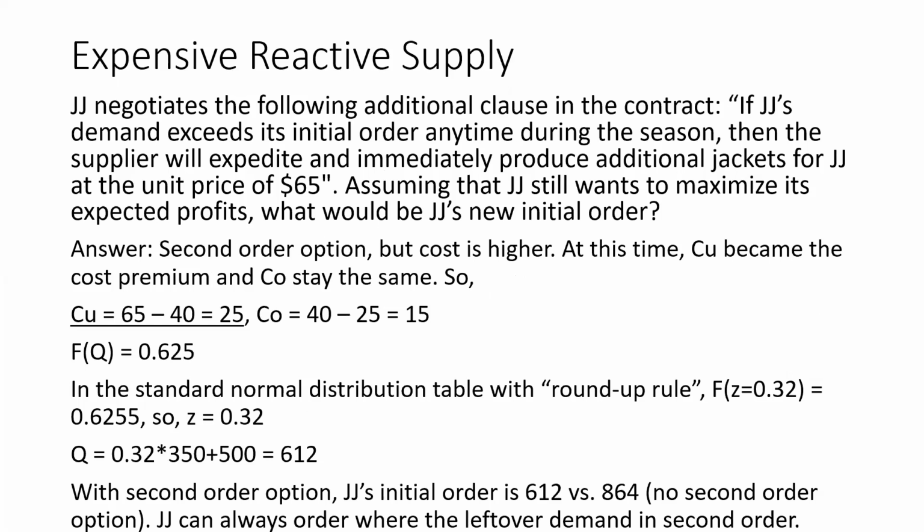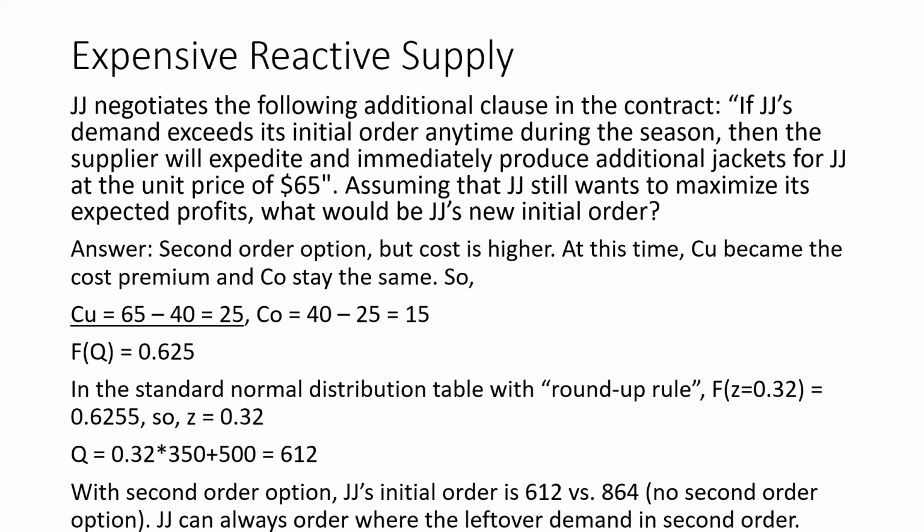If JJ's demand exceeds its initial order quantity, it can order anytime during the season, and the supplier will immediately produce additional jackets for JJ at a unit price of 65. So this sentence is basically the second order option. But the cost is higher, from the original cost of $40 to $65.